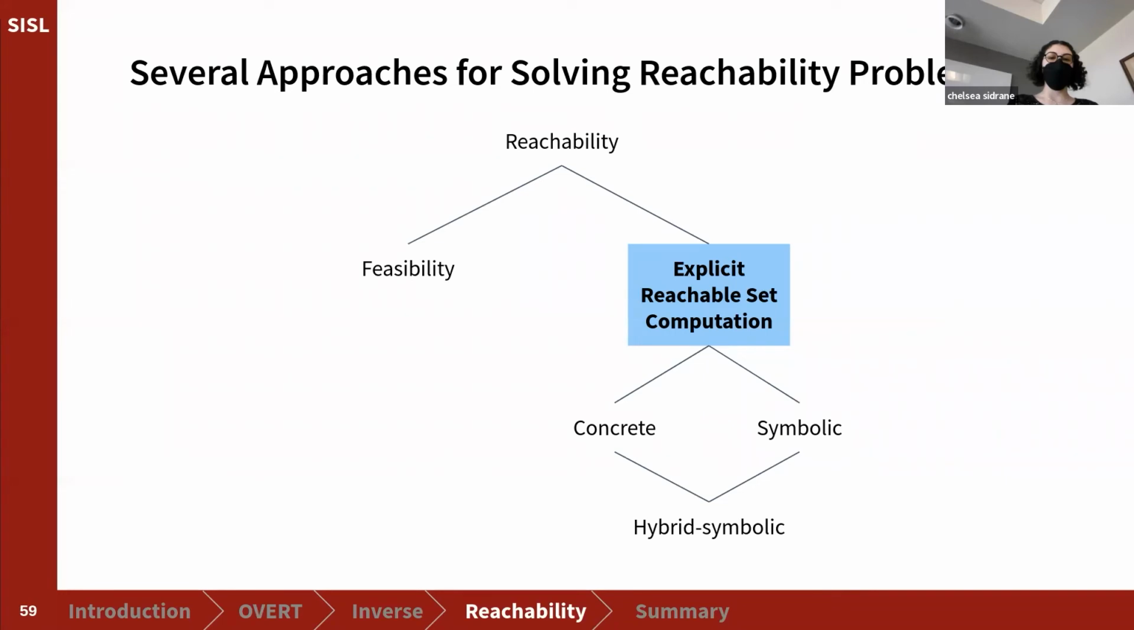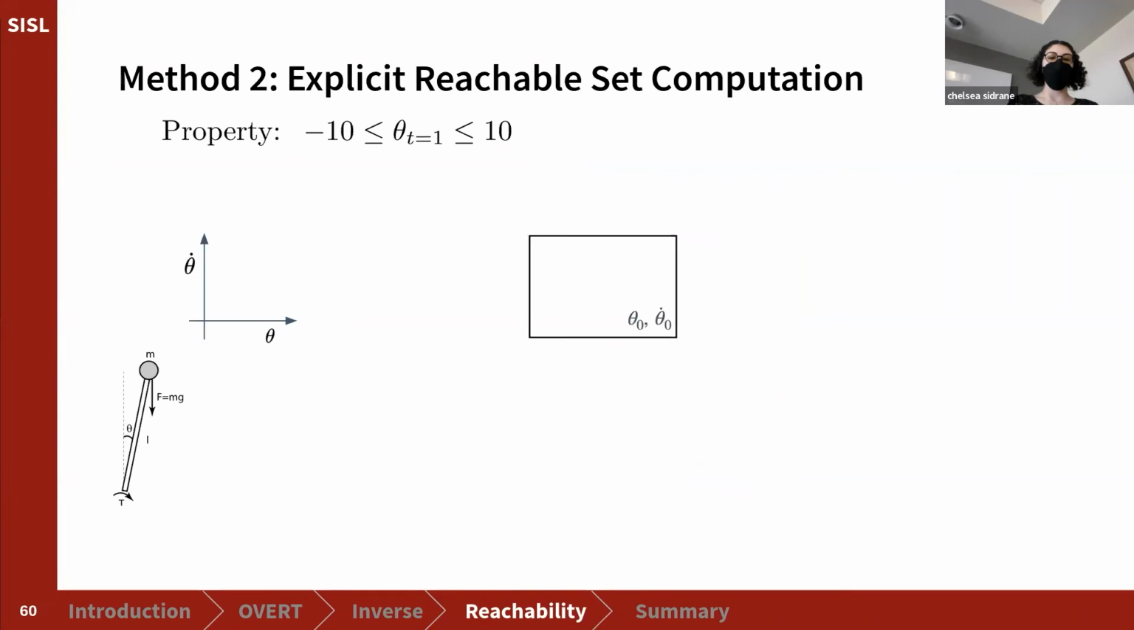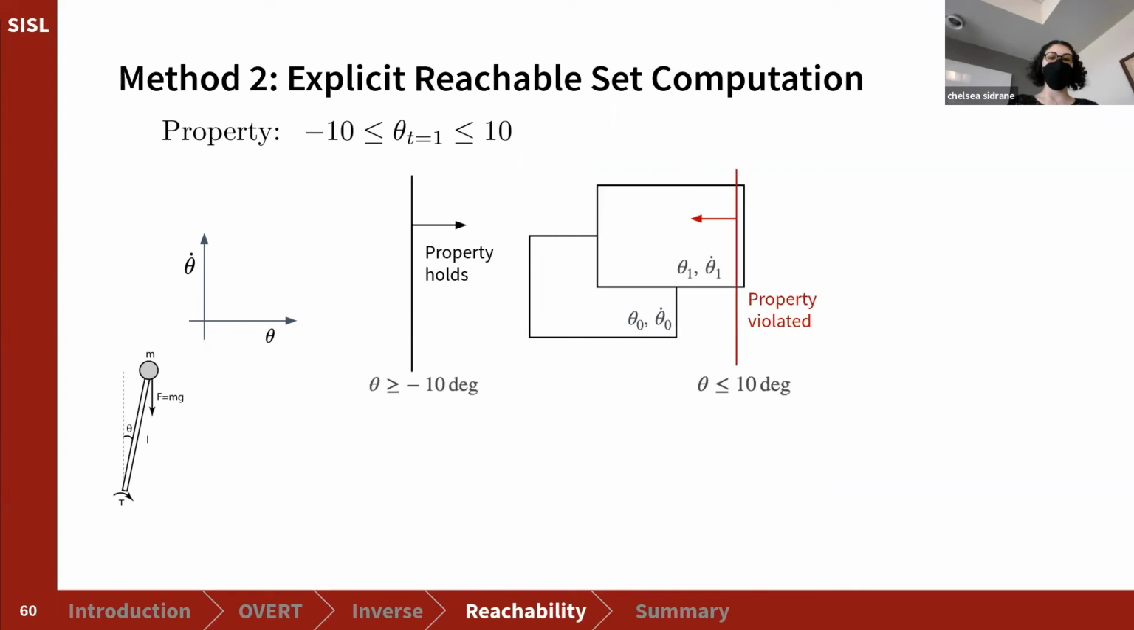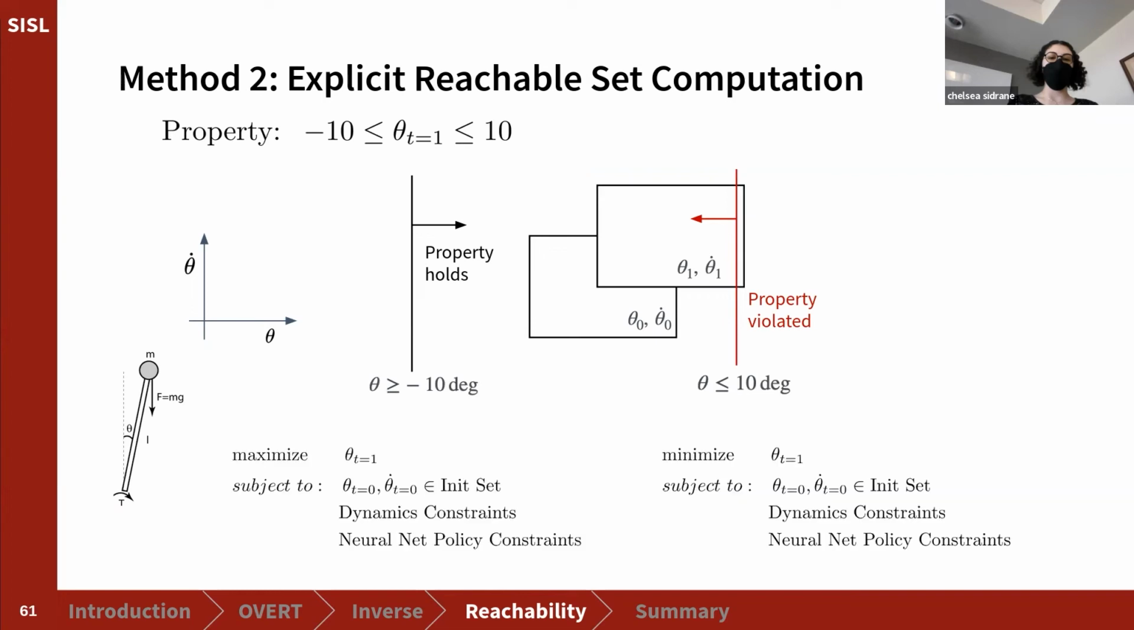The second method that we can use to solve reachability problems is explicit reachable set computation. In this method, we explicitly find the reachable set at the next time step, and then we do set intersection to see if the property holds. We compute the explicit reachable set by solving two problems for each state variable. For example, maximize theta and minimize theta. This gives us a hyperrectangle over-approximating the reachable set.